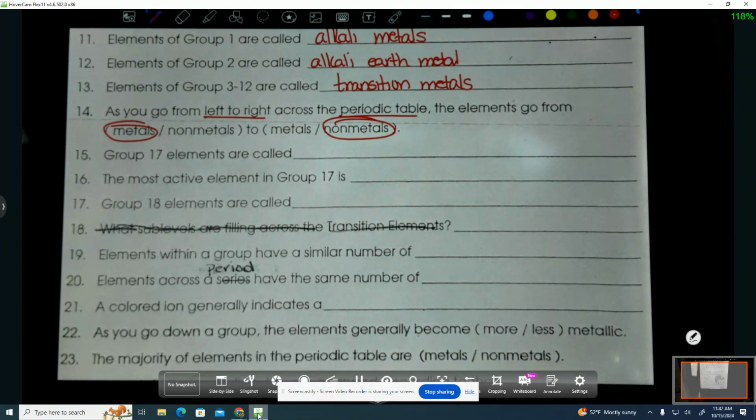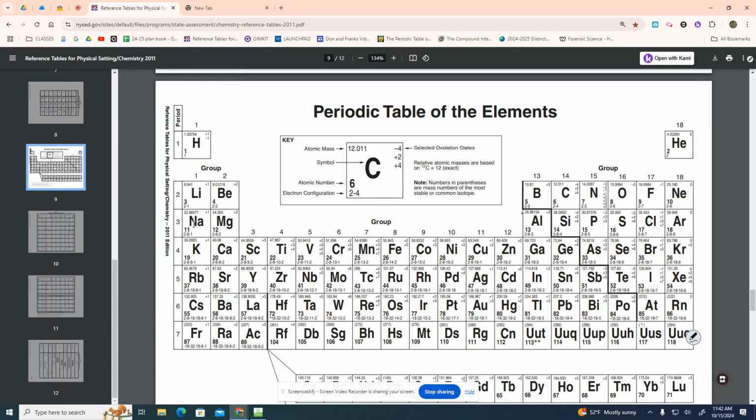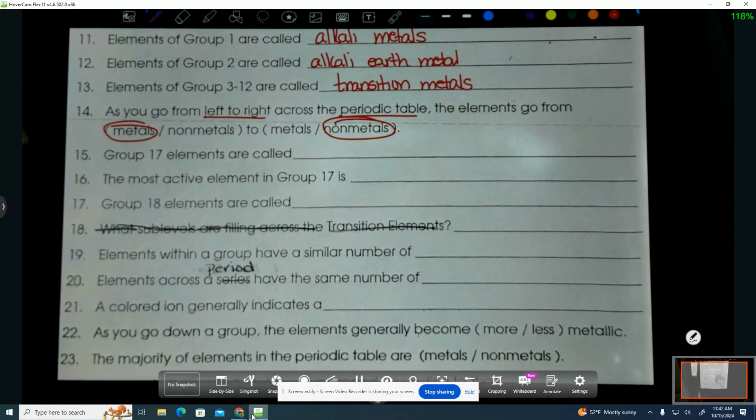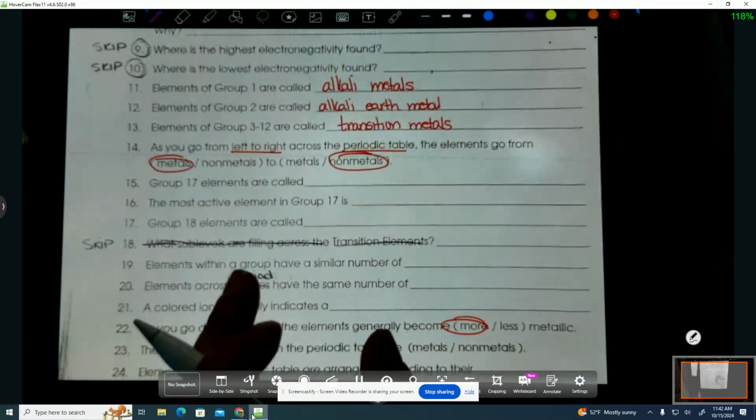It does not ask this in this worksheet, but as you go from top to bottom, what happens to the metallic character? Do you get more metallic or less metallic? More metallic. So we can answer number 22. Becomes more metallic.